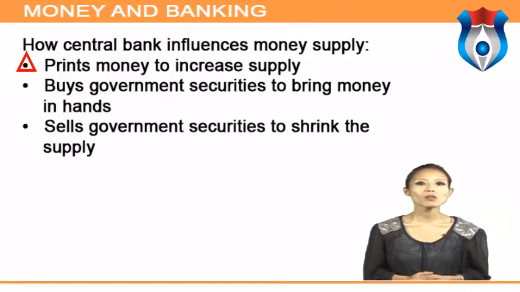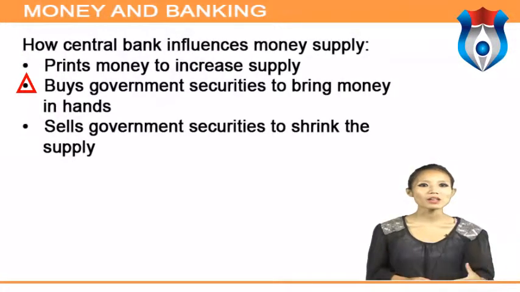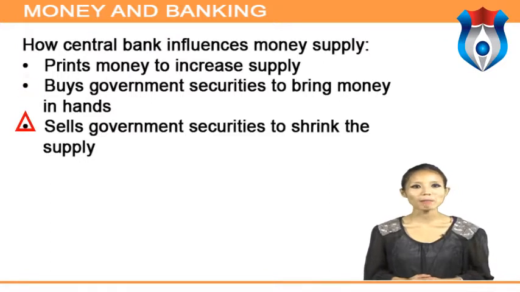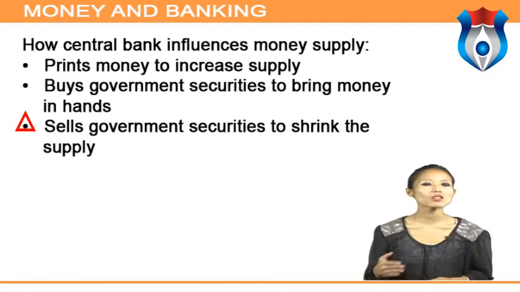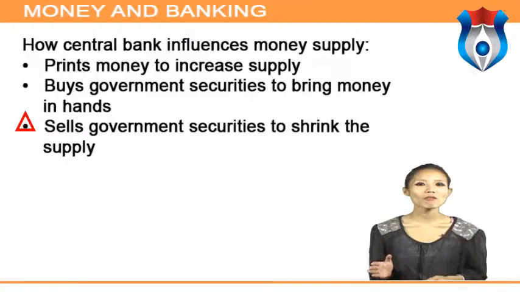Another way for the central bank to increase the money supply is to buy government fixed income securities in the market. When the central bank buys these government securities, it puts money in the hands of the public. To shrink the money supply, the central bank does the opposite and sells government securities.